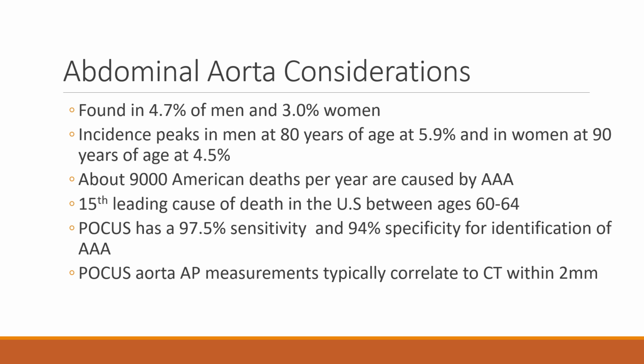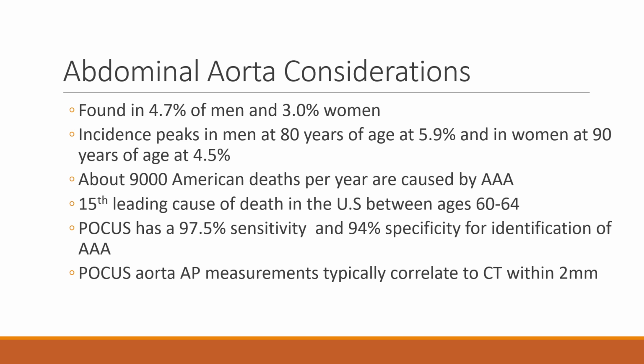About 9,000 Americans die of a AAA rupture or other complications per year in the United States. This is the 15th leading cause of death in the United States between ages of 60 and 64. And the utilization of POCUS could really have an impact on these mortality rates.